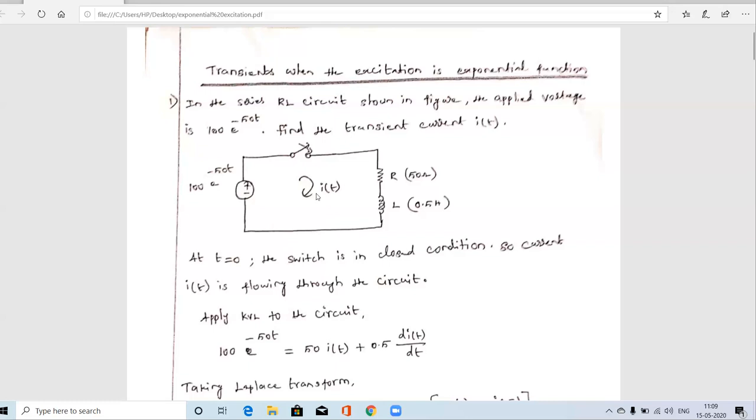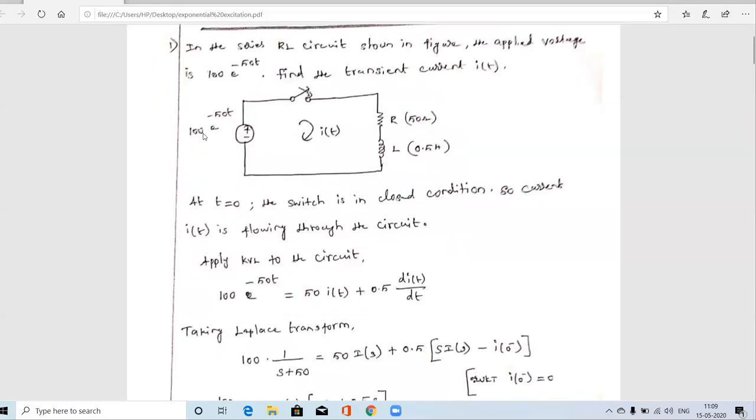At t equal to 0, the switch is closed. Before that the switch is open, so no current is flowing in the circuit, and the initial value is 0. At t equal to 0 we close the switch, so we get a closed path. For this closed path, we have to apply the KVL equation. The given applied voltage is 100 e power minus 50t, and this is the voltage applied to this circuit.